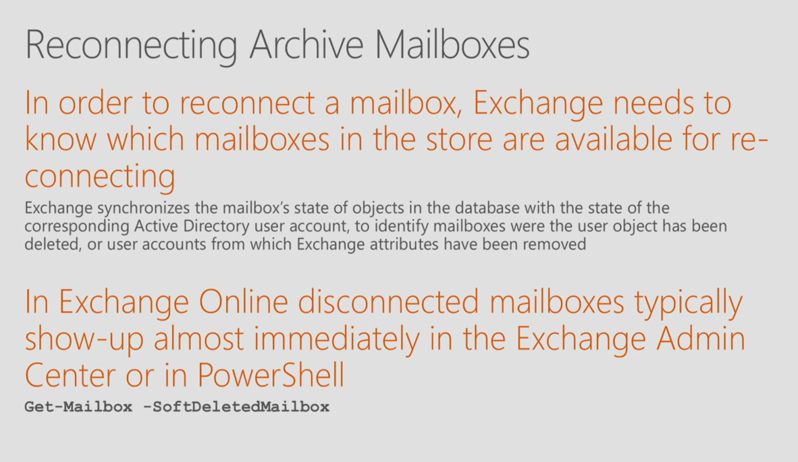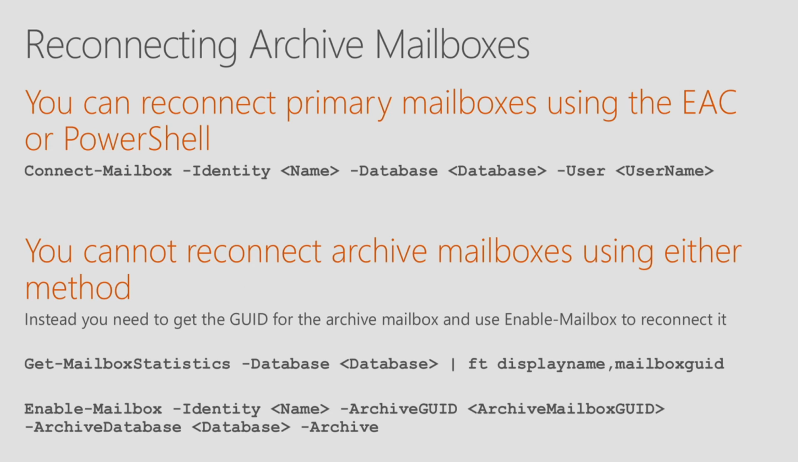For a regular mailbox, it's very easy to reconnect it. You can use PowerShell. You can use EAC to do that. It's super easy. And in fact, when you delete a mailbox, it'll show up right away in both PowerShell and EAC as a disconnected mailbox in Exchange Online. So to reconnect a primary mailbox using the EAC, it's very simple. You just use the GUI to do that. And I've given you the PowerShell command to do that. But you can't reconnect an archive mailbox the same way. Instead, you have to grab the GUID for the archive mailbox and then pass that into Enable-Mailbox through PowerShell. So there is basically no GUI way to reconnect an archive mailbox. It's all PowerShell, and it's all done through these cmdlets, one of which requires you to get the GUID first.